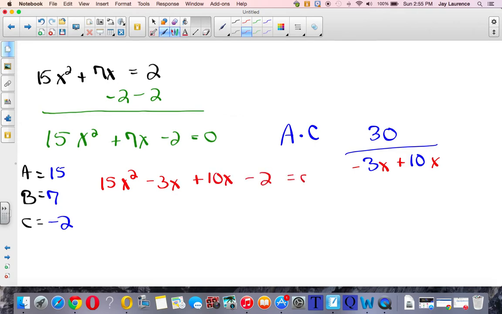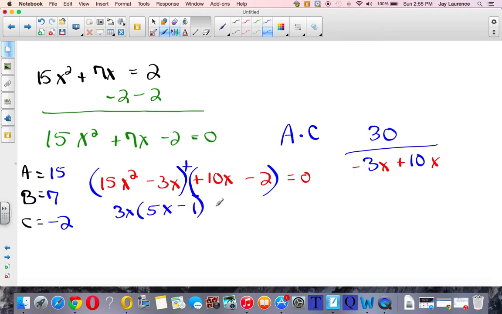Minus 2 equals 0. Now I'm ready to group. Okay, I wouldn't group if it didn't equal 0. All right, so I'm going to GCF the first quantity, and that's a 3x, and I'm going to have a 5x minus 1.